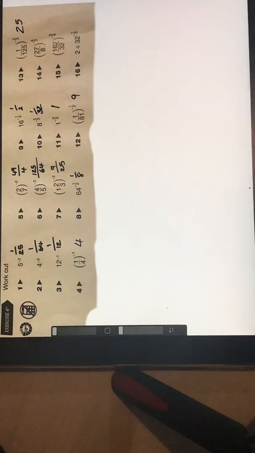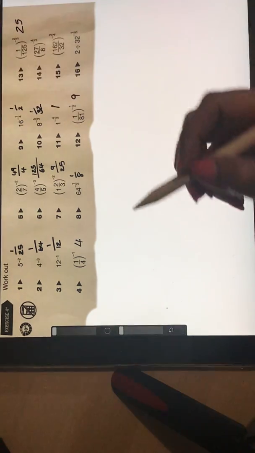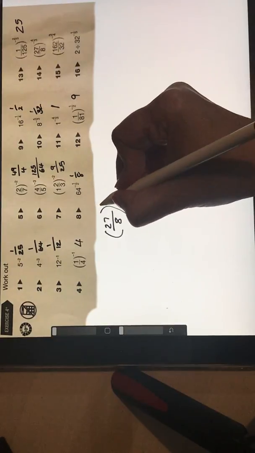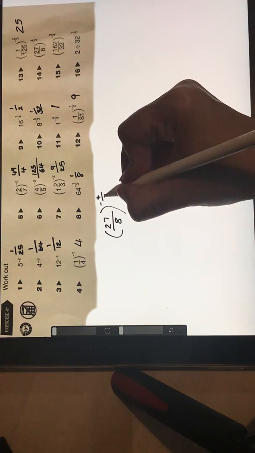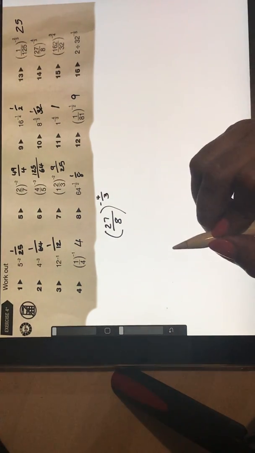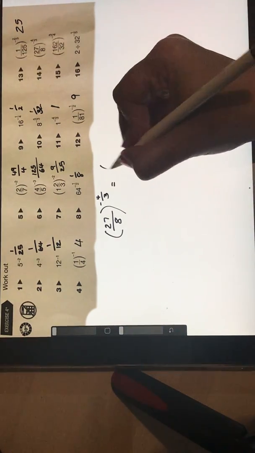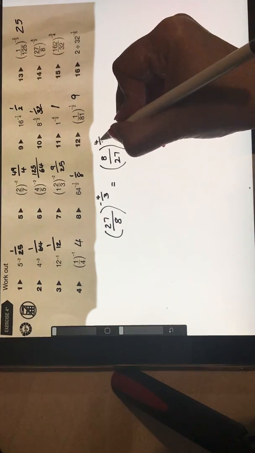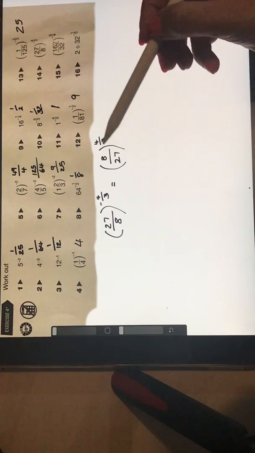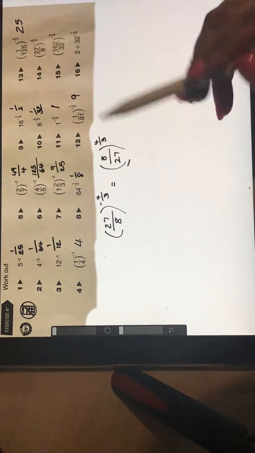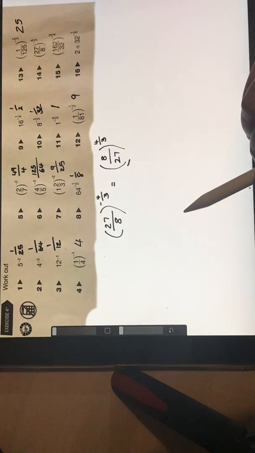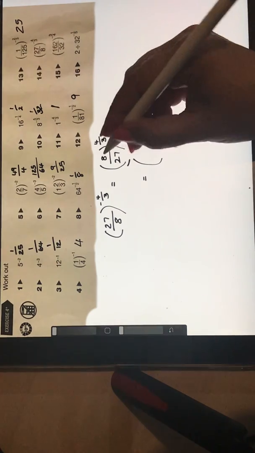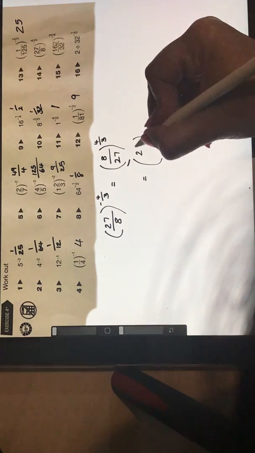Moving on to number 14. We have 27 over 8, all raised to the power of negative 4 over 3. First of all, flip the fraction so that you can get rid of the negative 1. So you get 8 over 27 raised to the power of 4 over 3. Now you have two options. You can take the cube root and then take the 8 to the power 4 and 27 to the power 4. But I would suggest rather simplify whatever is inside the bracket first, so you make it to the smallest possible base number.